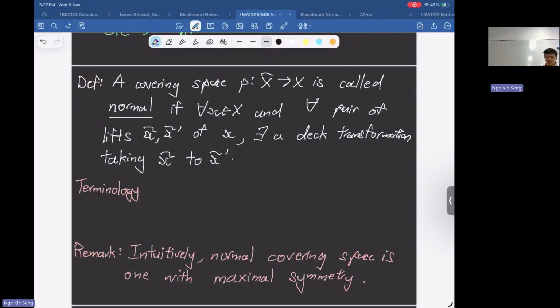Okay, so next is why this terminology fits. I don't know what it is, I need to check it back. What should I put here? So a covering space is normal if for every x and every pair of leaves x prime, there is a deck transformation that takes x prime to the other one. Then we'll call it normal.